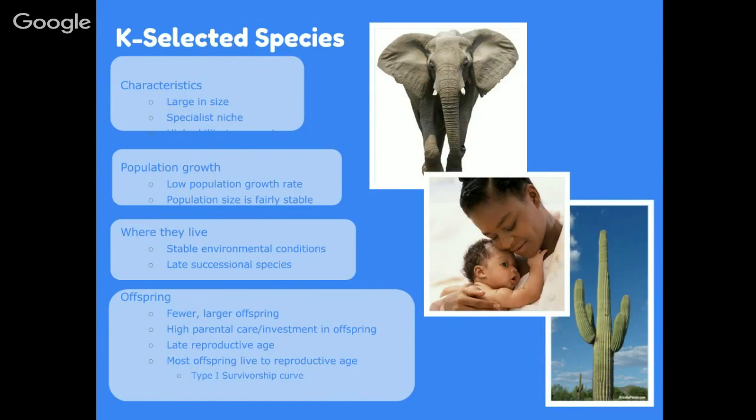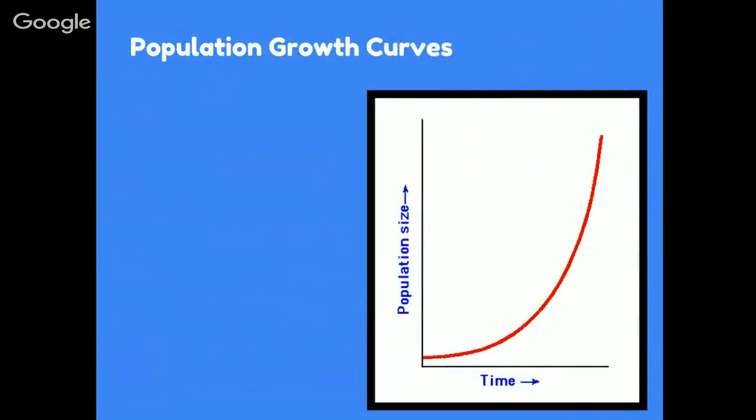They'll have fewer but larger offspring. There's a lot of parental care and investment in those offspring. Because there are fewer of them, they want to make sure they survive to continue to pass on those genes. They will have a later reproductive age, so the organisms will go to maturity before they're able to reproduce. And most offspring are going to be able to live to reproductive age. And we'll see this represented in a type 1 survivorship curve.